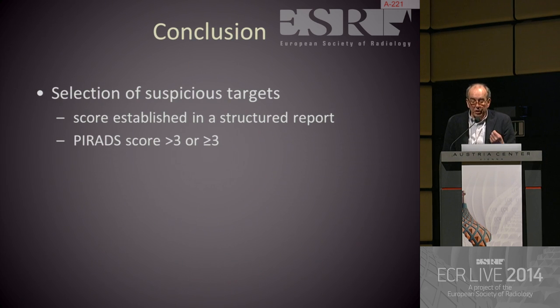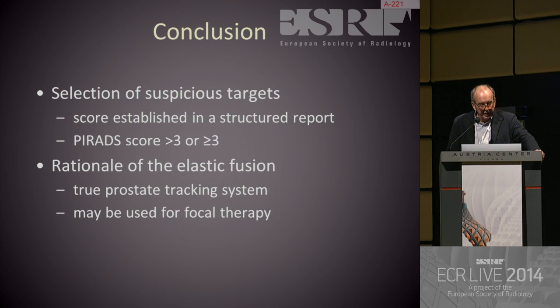So the conclusion of all this is that all this relies on the definition of a target. That's probably the main topic. And the PI-RADS score is done. It's been very well presented by one of the previous speakers. And maybe the discussion is open. Should we include the score 3, or should we just do biopsies for the score 4 or 5? We can talk about that in the discussion.